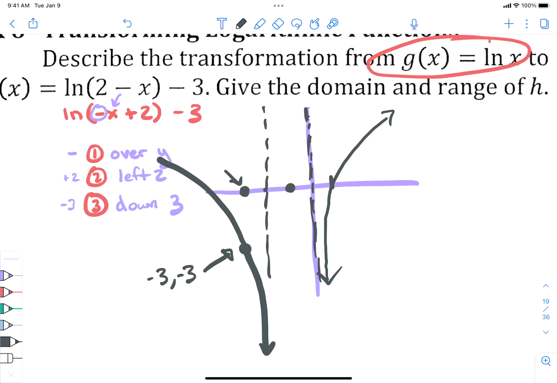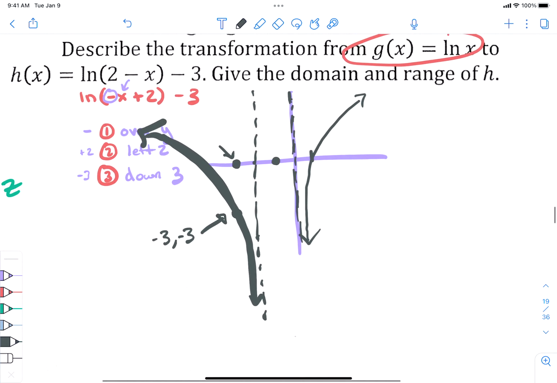It's doing something like that. That's what I got. And there's my vertical asymptote, so it's doing that. Okay, so that final graph is there.